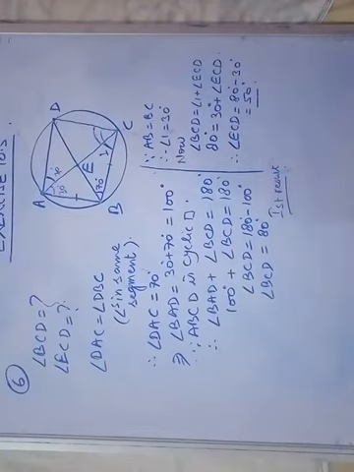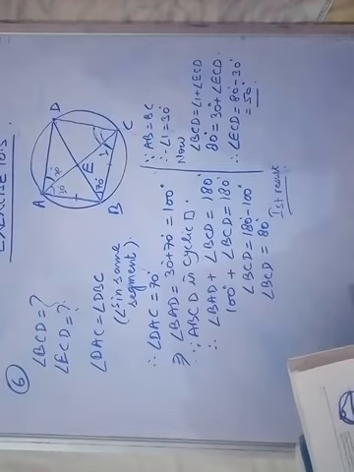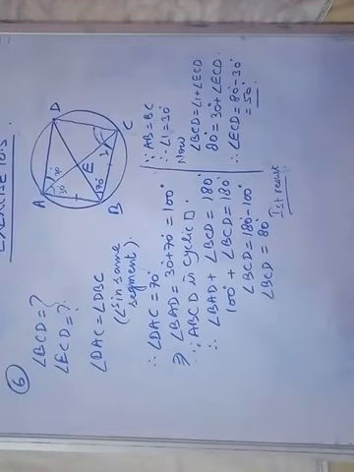Now question number 7. If diagonals of a cyclic quadrilateral are diameters of the circle through the vertices of the quadrilateral, prove that it is a rectangle. So it is an easy question. You have to prove each angle is 90 degree. So easily prove. Now question number 8 of this exercise.